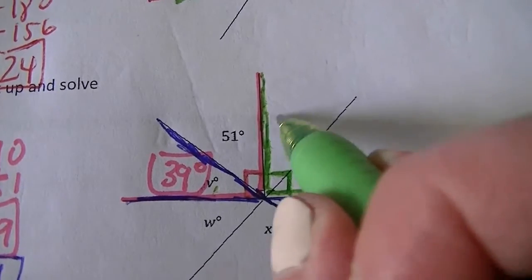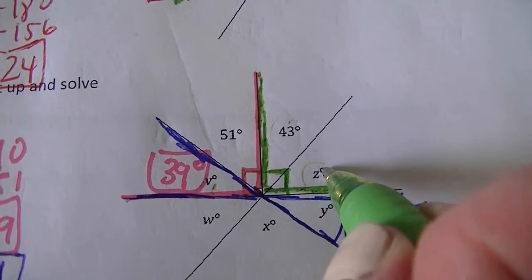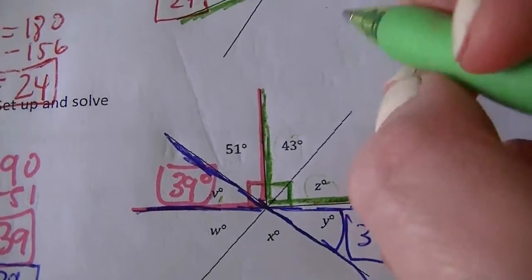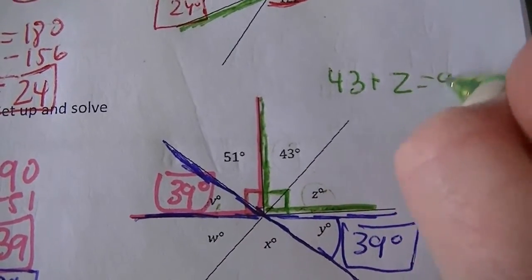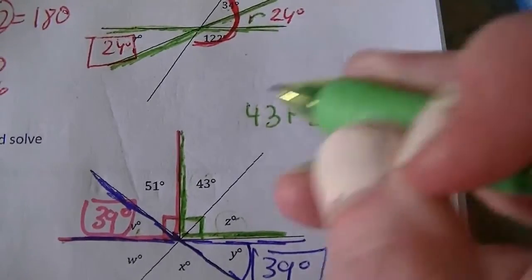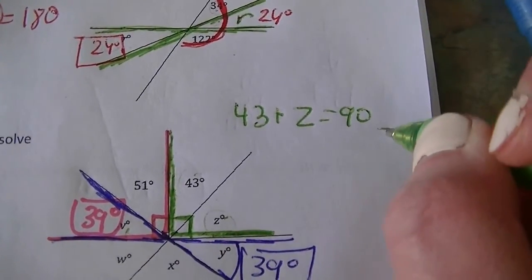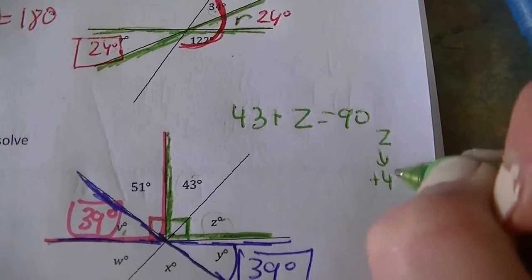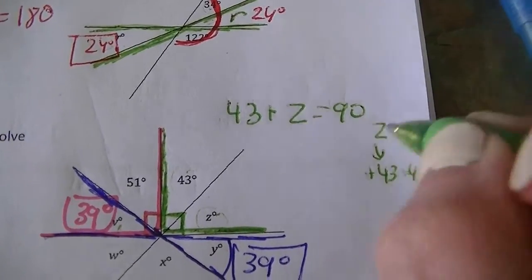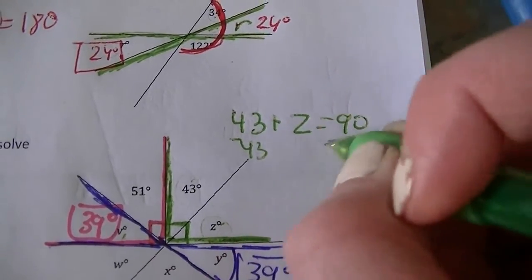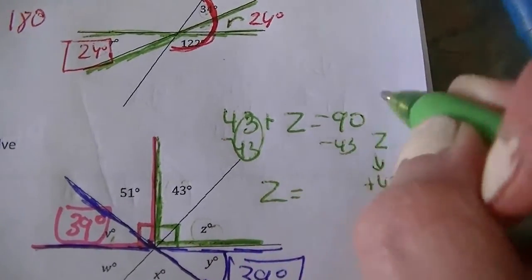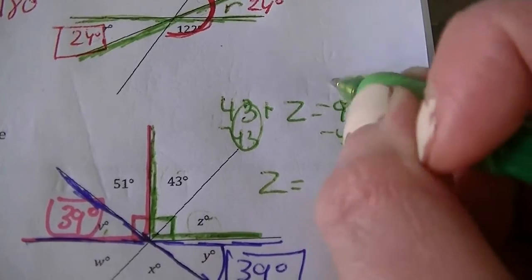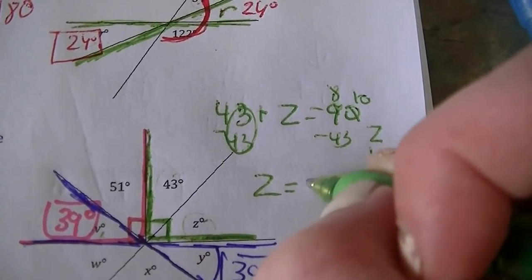Which means, hey, this 43-degree angle and this Z are complements of each other because they're going to have a sum of 90 degrees. So I have 43 plus Z would equal 90. I am able to build that right now. So we started with Z, then we just added 43 to it. Inverse operation is subtracting 43 from both sides. 43 take away 43 is 0. Z is equal to whatever 90 minus 43 is. So 47.